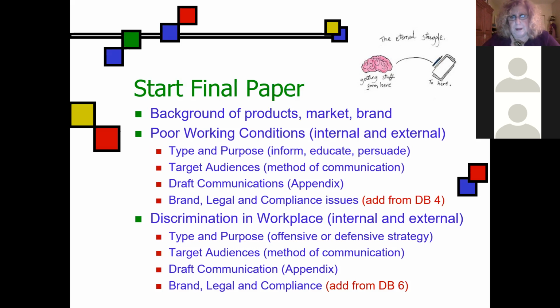Discrimination in the workplace. Internal and external are being combined again. Type and purpose. Make sure you include whether it's an offensive or defensive strategy. Remember, it can't be offensive if it's out in the news already. If people know about it, it becomes a defensive strategy. Again, the method of communication under target audience, and again, make sure that you've included the method for the external audience. Both draft communications, and I didn't say that in the poor working conditions.